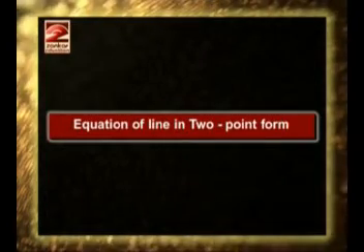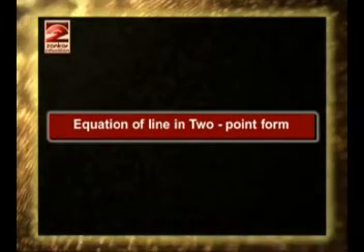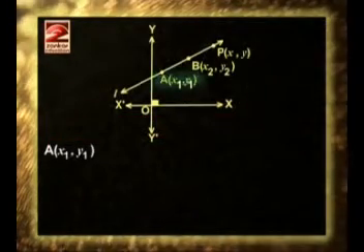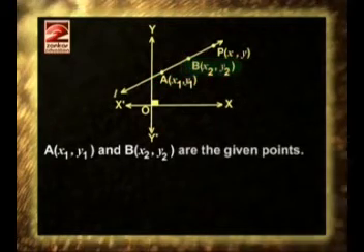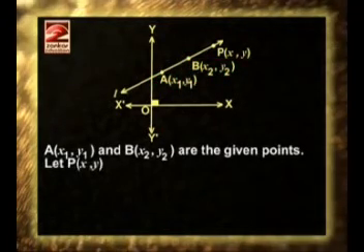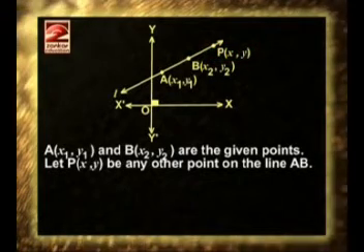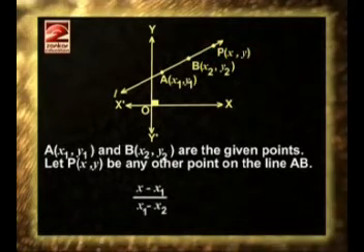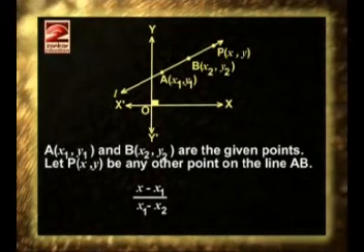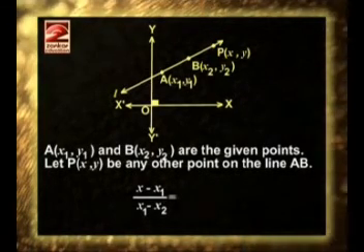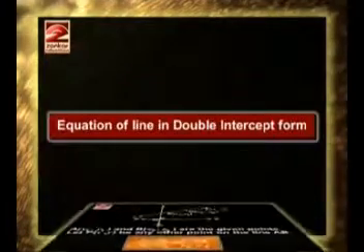Now the next equation is the equation of a line in two-point form. Here A(x1, y1) and B(x2, y2) are the given points. Let P(x, y) be any other point on the same line AB. So the equation is (x - x1)/(x1 - x2) = (y - y1)/(y1 - y2).